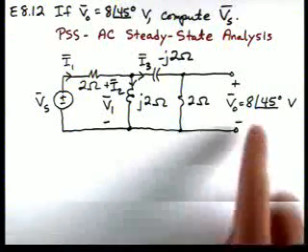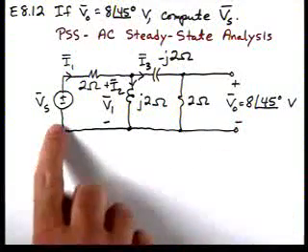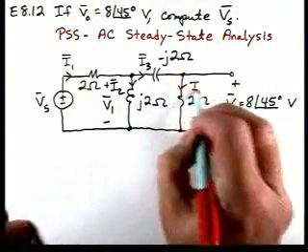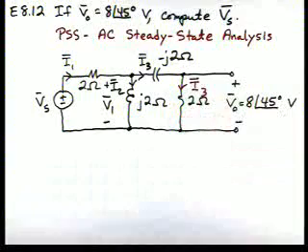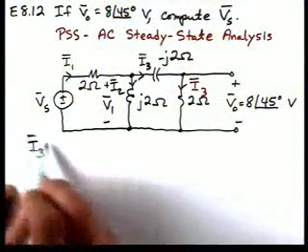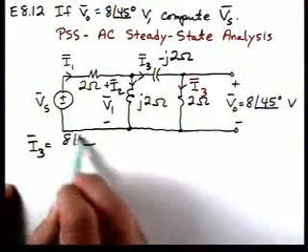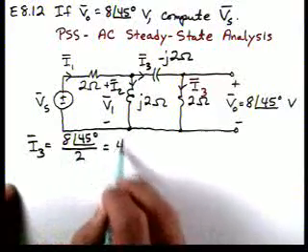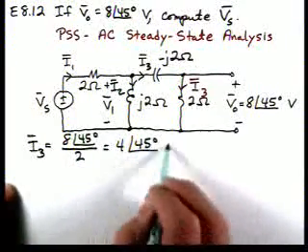So we have a voltage over here, and we're looking for a voltage over here. What we'll do is start using Ohm's law and Kirchhoff's law. For instance, right away we can calculate this current, which we'll call I3. I3 is 8 at an angle of 45 divided by 2, so that's 4 at an angle of 45 degrees amps.